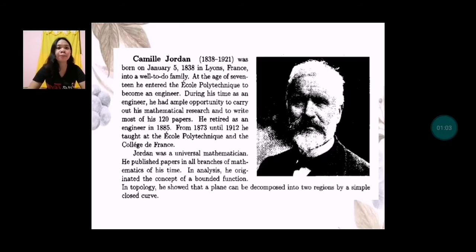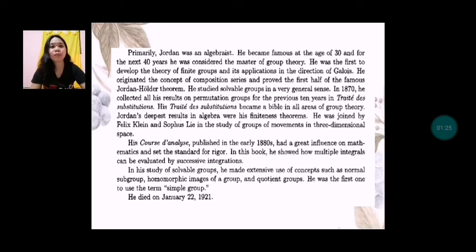Collège de France. So Jordan was a universal mathematician. He published papers in all branches of mathematics of his time. In analysis, he originated the concept of a bounded function. In topology, he showed that a plane can be decomposed into two regions by a simple closed curve. Primarily, Jordan was an algebraist.